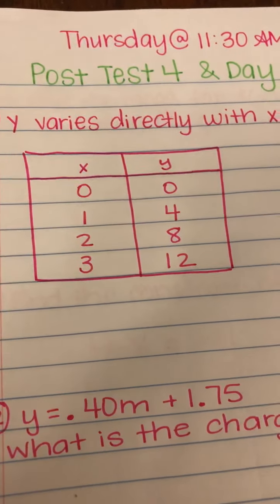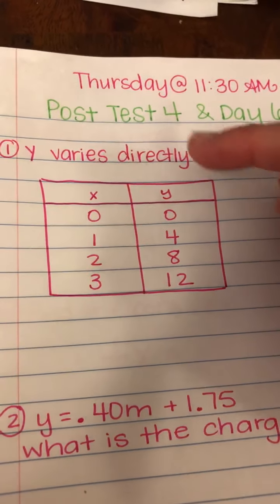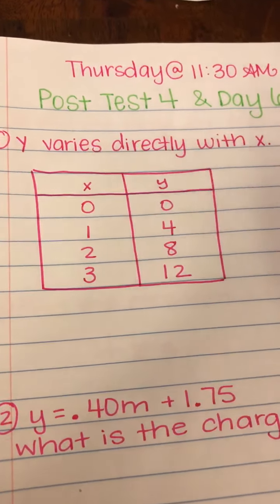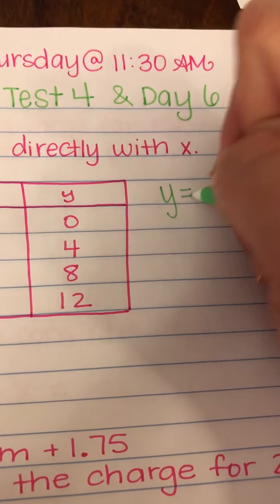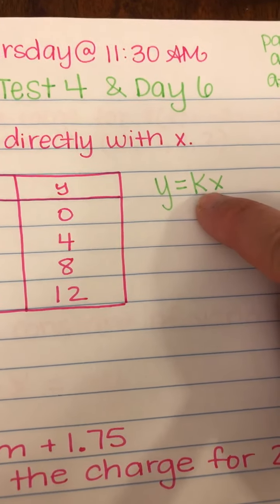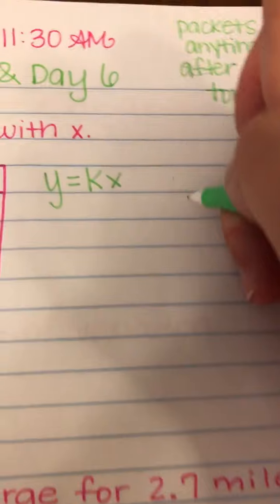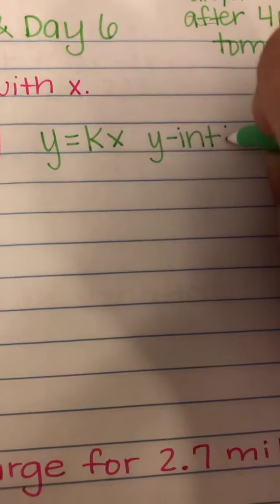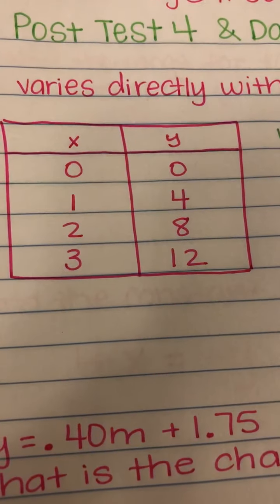So going over direct variation, this was a question that I took specifically from your Connexus post-test 4, and it tells you that y varies directly with x, and it asks you for the equation. So first off, direct variation is y equals kx. X and y are your ordered pair, and then k is your constant of variation, which we know is the same thing as slope. The main thing to remember as far as direct variation goes is that your y-intercept has to be 0. If your y-intercept is not 0, then it is not direct variation.